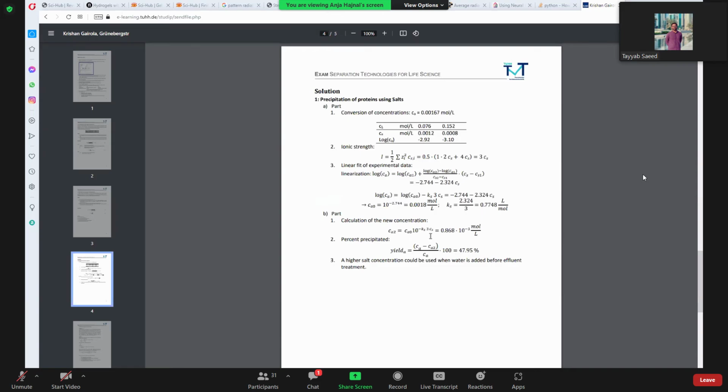Yes, ma'am, this is the question. This is part 3, linear fit of the experimental data, and then it's a very long equation. But for this, you guys need to know a little bit of math transformations. So it's not the linearization, so it's not the same.